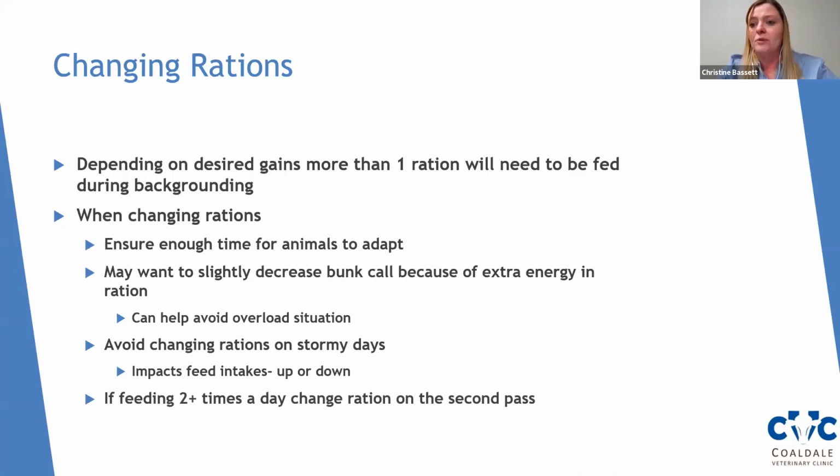If feeding 2 or more times a day, change the ration on the second or last pass of the day so that they don't quite have as sharp of a jump in the amount of energy they're being provided.